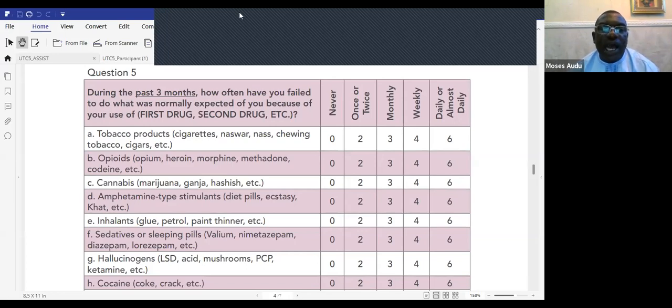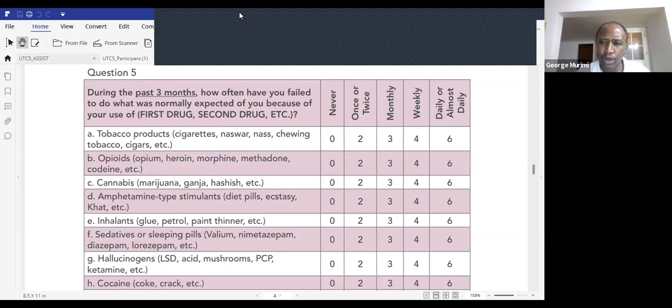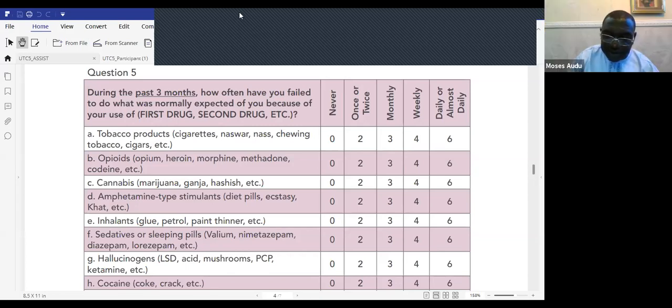So in the past 3 months, how often have you failed to do what was normally expected of you because of your use of tobacco? If you can look at the response card there and see the options and check whether you've had any problem with regard to tobacco. Tobacco, no. I've done my duties, even with the cough and with the chest problems. At least I'm able to do all my duties to the very end. So never. So not at all? Not at all. Okay. Thank you, George.